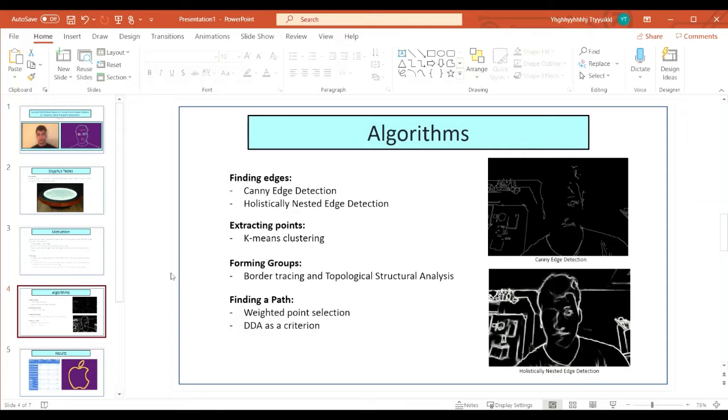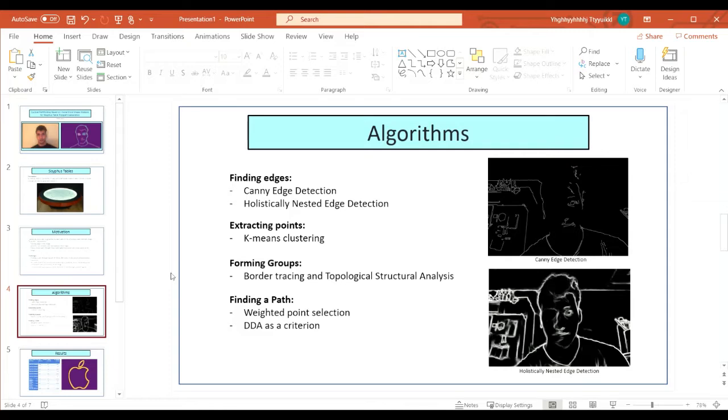Holistically nested edge detection is a much newer thing. The paper was written on it by Xie et al. in 2017. It uses a series of convolutional neural networks, but it actually retrieves the output from each layer of the network to provide more training and more say on what the final prediction is going to be. You can see the sort of difference between the two algorithms there on the right.